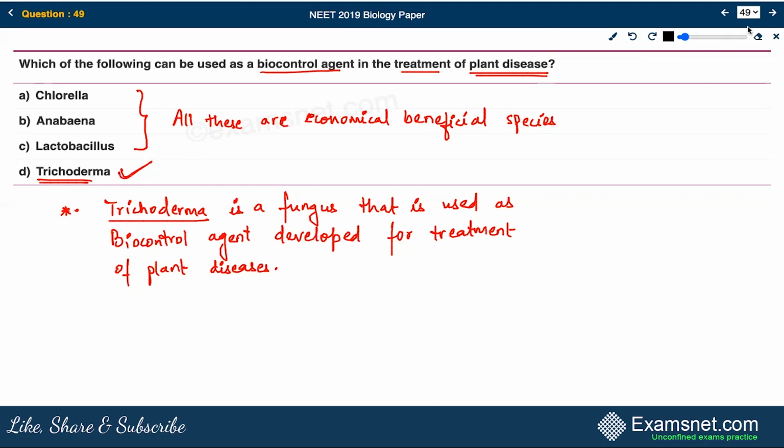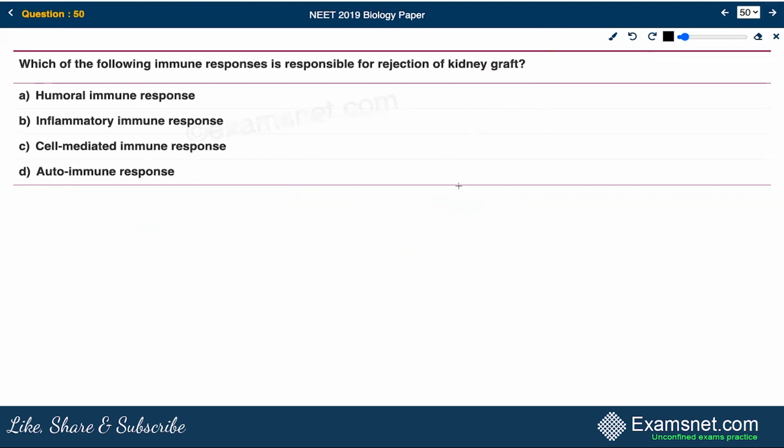Clear? Now, question number 50. Question number 50 says: which of the following immune responses is responsible for rejection of the kidney graft? All right. So which category of immune response is actually responsible for rejection of the kidney graft, if this is to be considered?